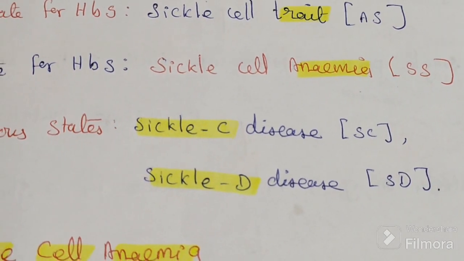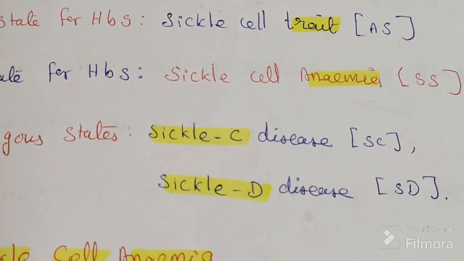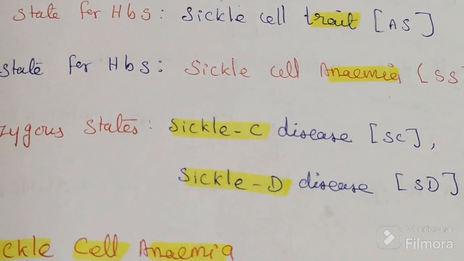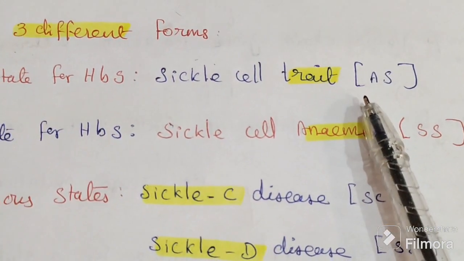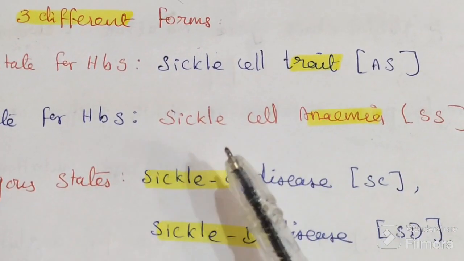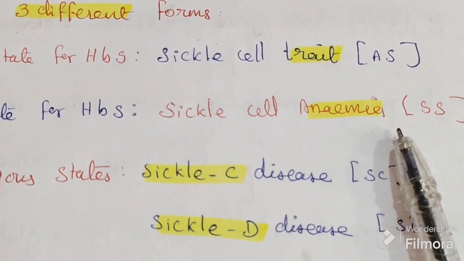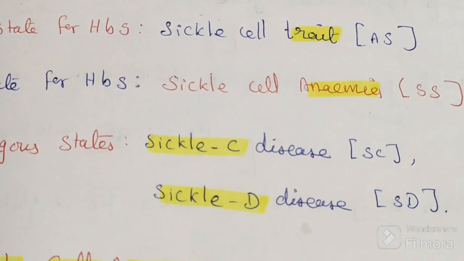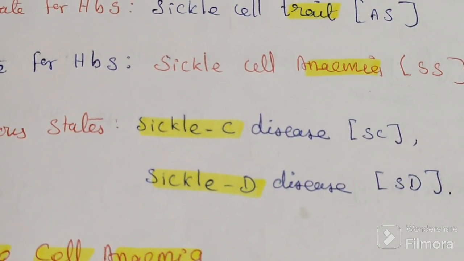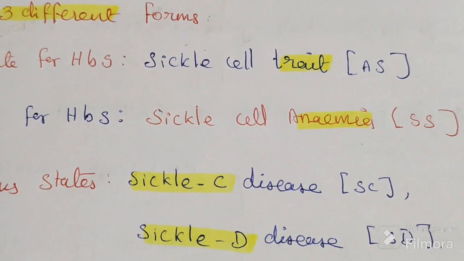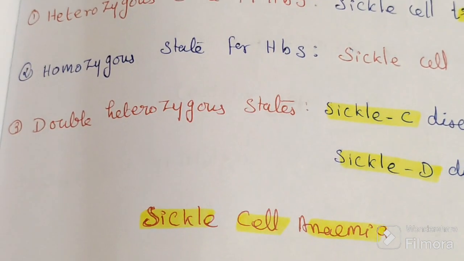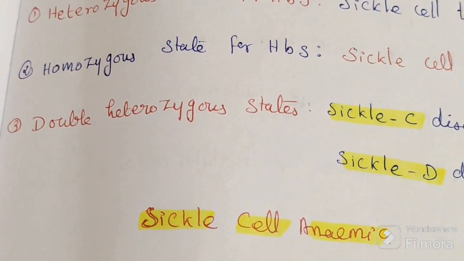Only HbS, and this is known as sickle cell anemia. So here, one gene is hemoglobin A, another gene is HbS, but here both genes are S. So this one is called sickle cell anemia. The first one was sickle cell trait. This one is sickle cell anemia, and the third one is the double heterozygous state.